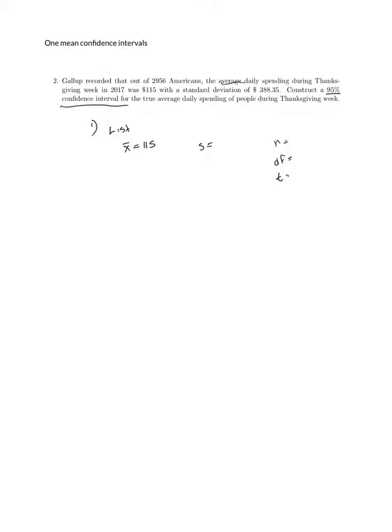Now, the standard deviation of this data set is 388.35, and that should cause you to hesitate a little bit. That is an enormous standard deviation, especially compared to our average. We're saying on average people spend 115, standard deviation is 388. What this is telling us is that people were really spread out. Specifically, if you look at 115, we can't really go 388 below that, right?